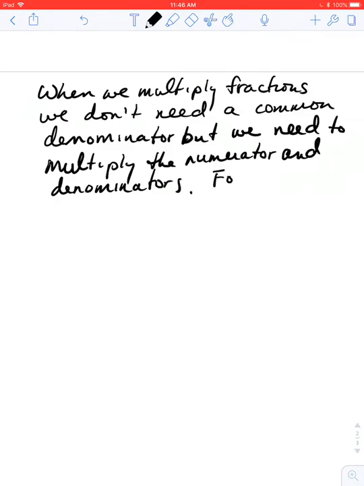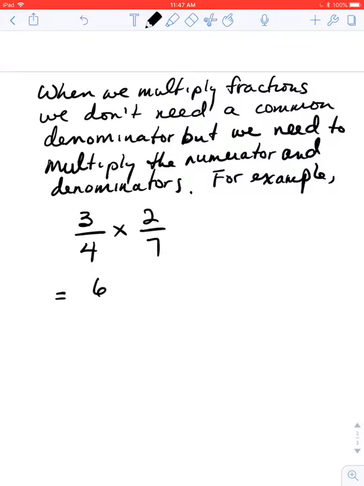For example, 3/4 times 2/7, let's say. 3 times 2 is 6, and 4 times 7 is 28. That should be reduced. 2 goes into both of those, so 3/14, and that would be in lowest terms.